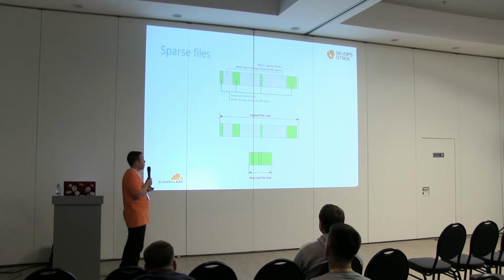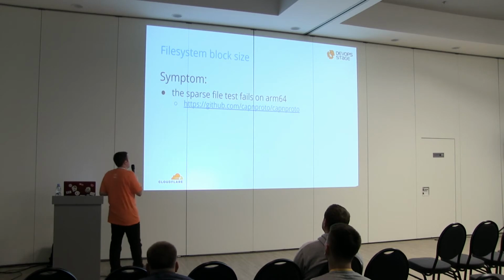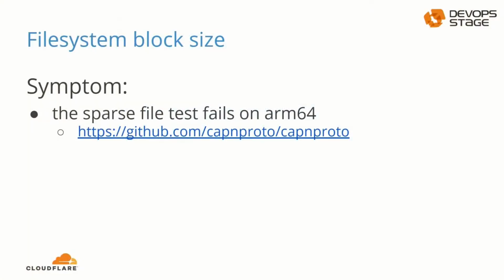The symptom for us was that the sparse file test failed on ARM64. It's from the open source Cap'n Proto library. We use Cap'n Proto in our logging pipeline.